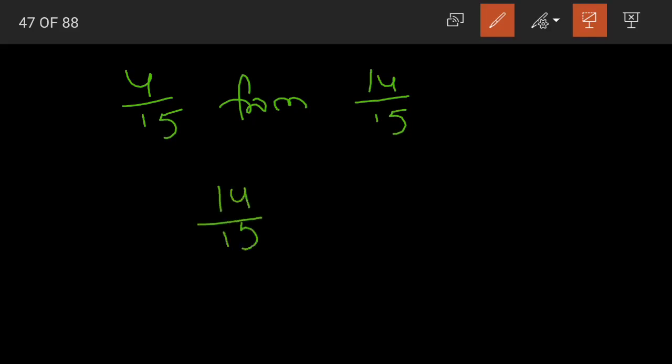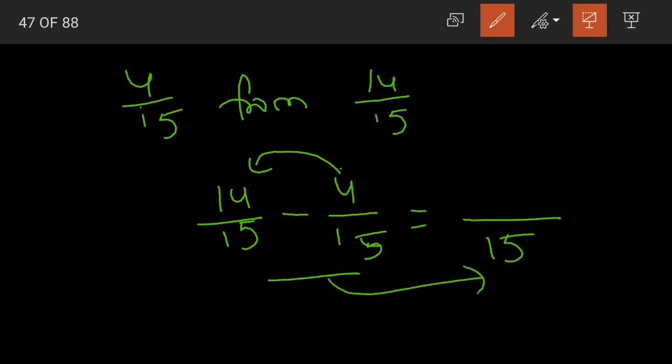How will we write it? What is given? Subtract 4 by 15 from 14 by 15. So the bigger fraction 14 by 15 is written first, minus 4 by 15. We are subtracting 4 by 15 from 14 by 15. What did we do in case of addition of like fractions? We kept the common denominator, that is 15 here, and we added the numerators. But here we are having the subtraction symbol, the minus sign. So that is why we'll subtract the numerators.